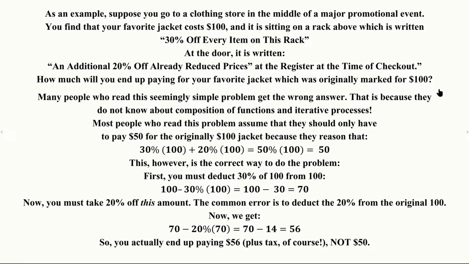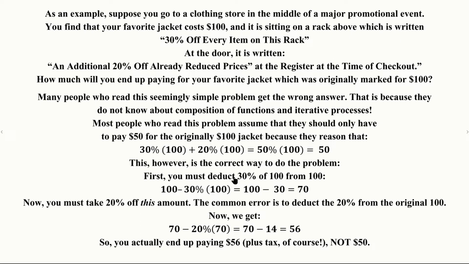So many people who read this seemingly simple problem get the wrong answer. That's because they do not know about the composition of functions and iterative processes. Most people who read this problem assume that they should only have to pay $50 for the originally $100 jacket, because they reason that, look, 30% of 100 plus 20% of 100, that's 50% of 100, so that's 50. This, however, is not the right way, and this, which we're going to show you now, is the correct way of dealing with it.